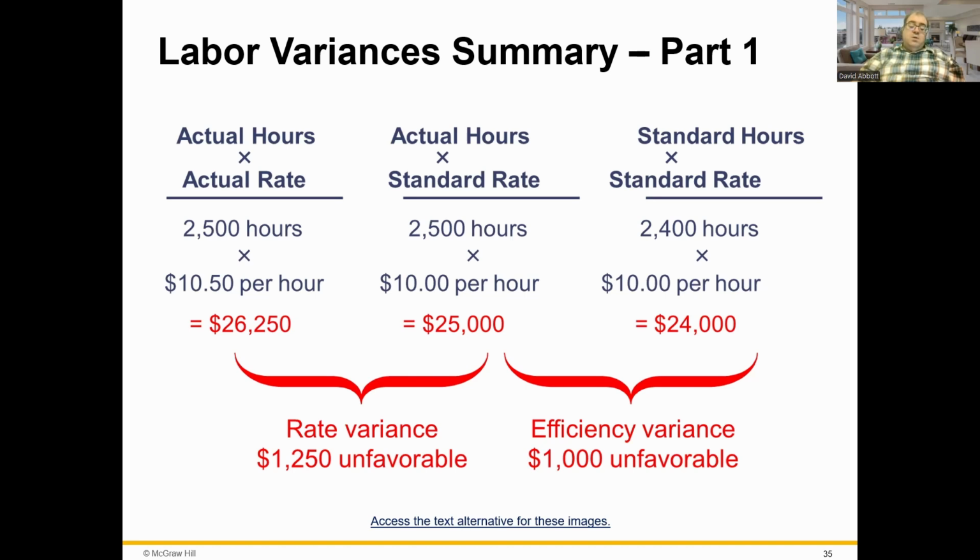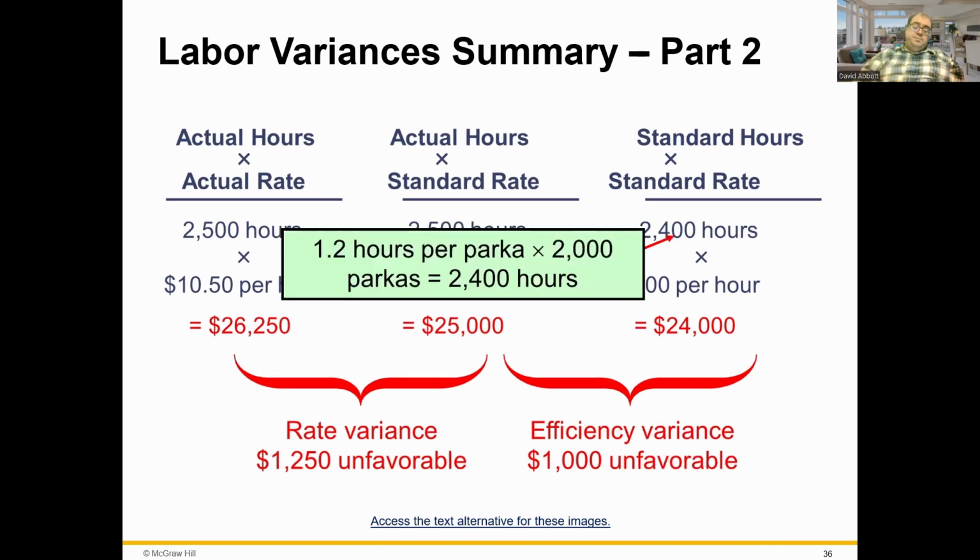And then the labor efficiency variance is defined as the difference between the actual quantity of labor hours and the quantity that was allowed based on the standard, which is $1,000 unfavorable. And the efficiency variance is labeled unfavorable because the actual quantity of hours exceeds the standard quantity allowed by 100 hours. So 2,500 hours subtracted by 2,400 hours is 100 extra hours.